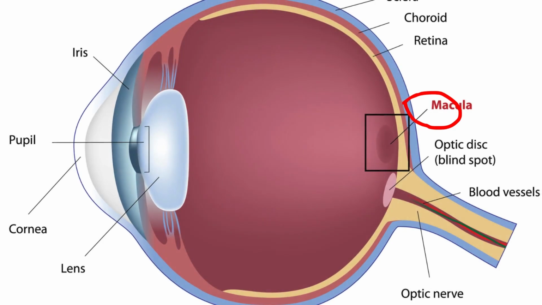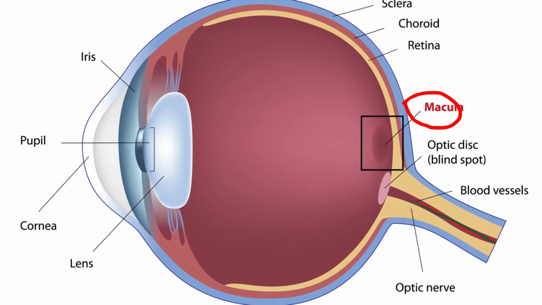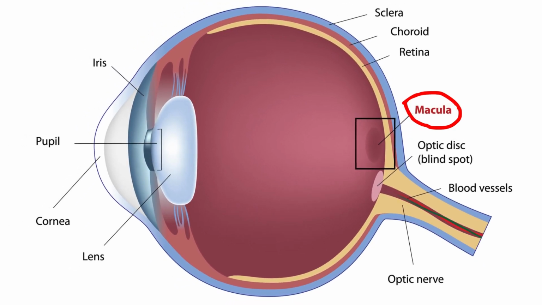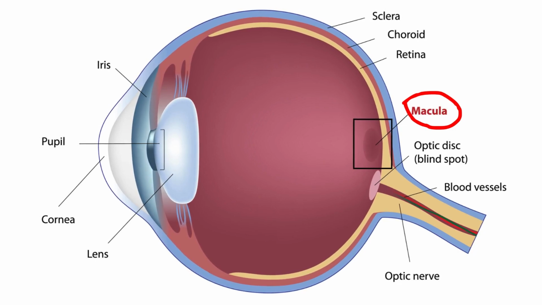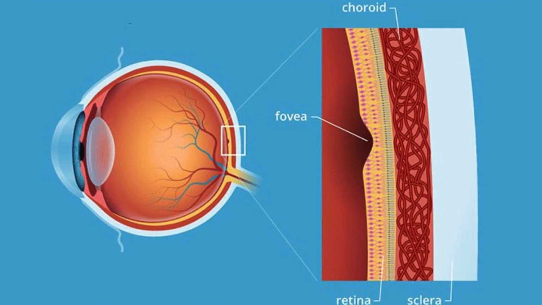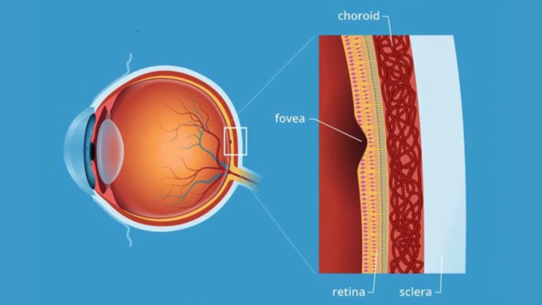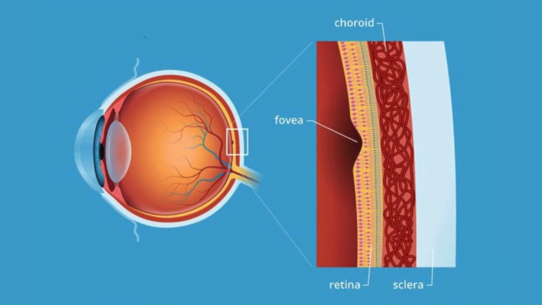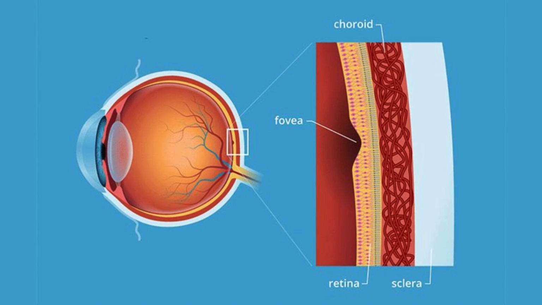The macula is a small area at the center of the retina that contains a high concentration of cones, particularly the subtype called foveal cones. The fovea, located at the very center of the macula, is responsible for sharp central vision and allows us to see fine details. It is essential for tasks such as reading and recognizing faces.